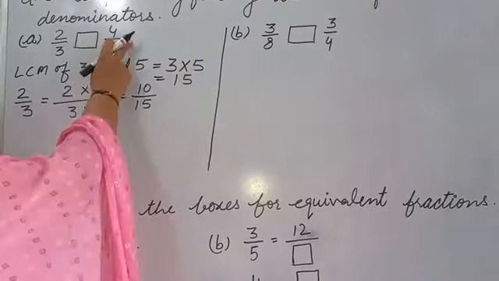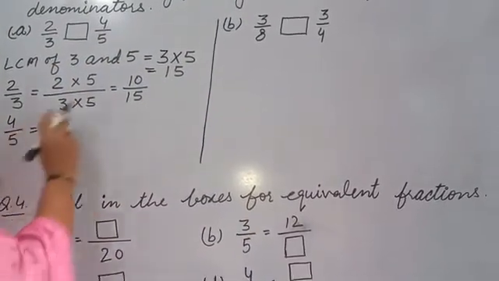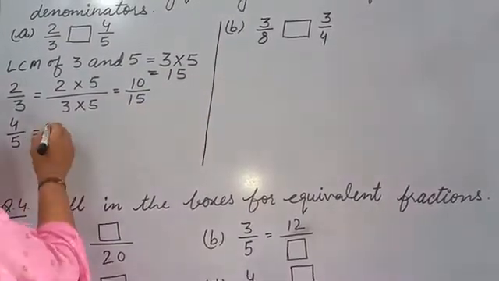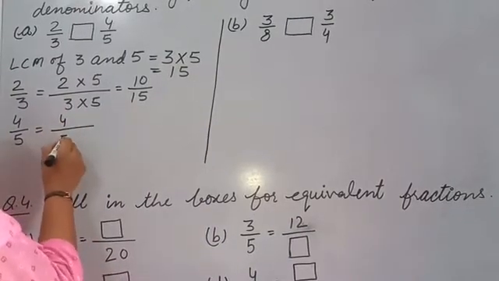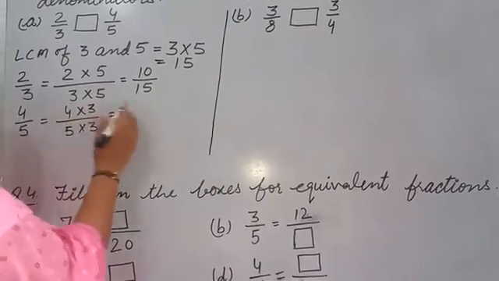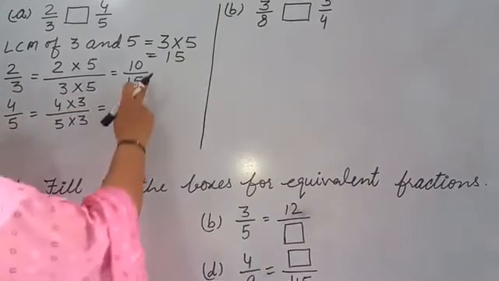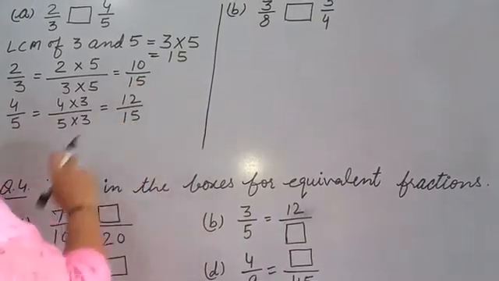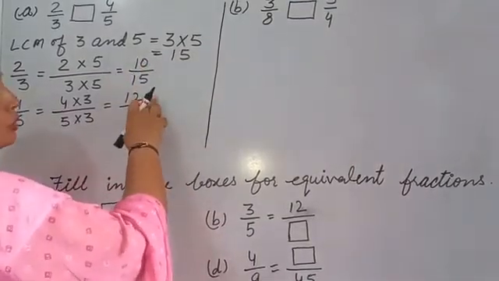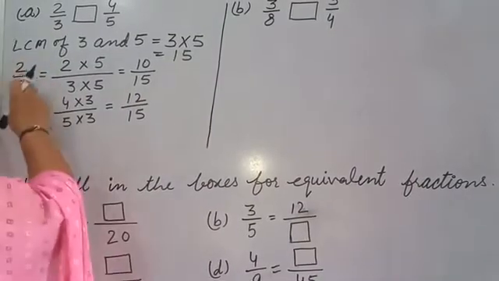Now we will take the second fraction, 4 upon 5. Again we make the denominator 15. So 5 becomes 15 by multiplying by 3. So for 4 upon 5, both numerator and denominator are multiplied by 3. Now 4 3s are 12 and 5 3s are 15. Now both denominators are 15. Now we will compare only the numerators. There is 10 in the numerator and there is 12. So which is big? 12 is big. That means 4 upon 5 is big and 2 upon 3 is small.